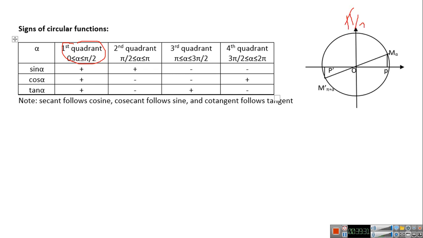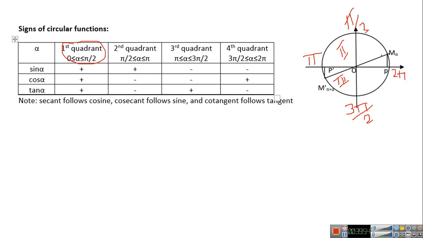Pi over 2 till pi, till 180, is the second quadrant. Pi till 3 pi over 2, that is 180 to 270, is the third quadrant, and the last quadrant is between 3 pi over 2 till 2 pi.